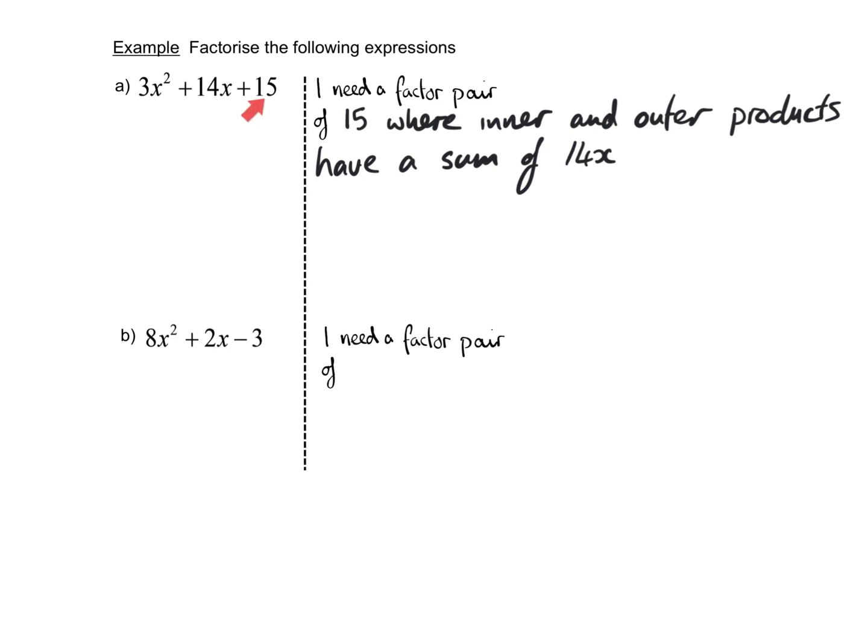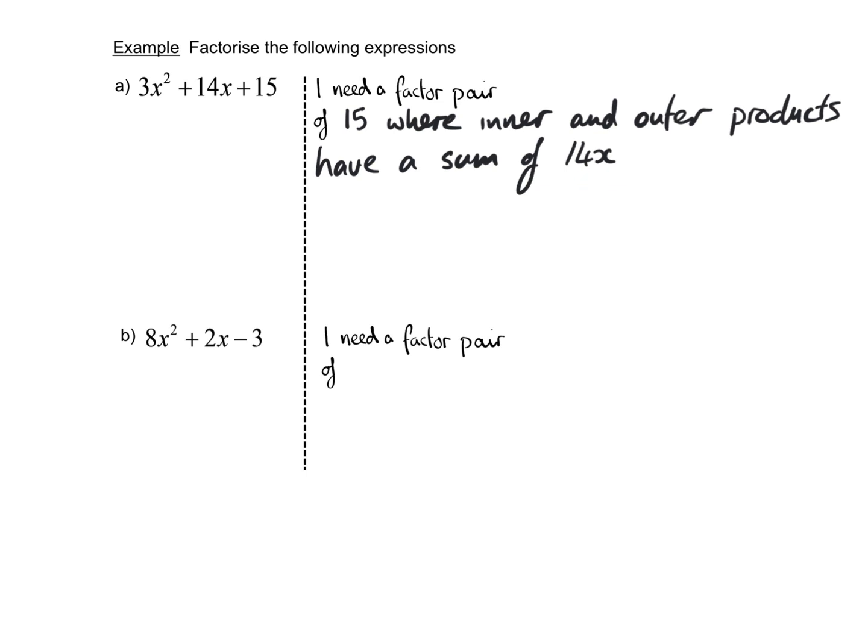We still work from the 15 and then this plus sign and then the 14 here. So I need a factor pair of 15. Now this is where it starts to change. It would have previously been I need a factor pair of 15 with a sum of 14. But now it says I need a factor pair of 15 where inner and outer products have a sum of 14x. We actually include the letter this time as well.